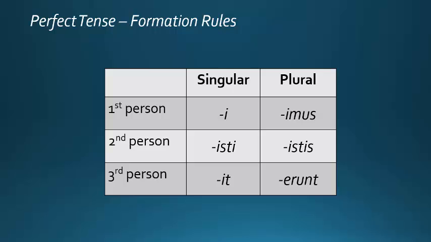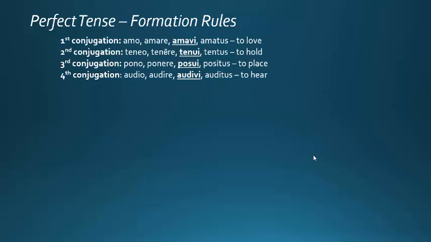Now, you'll notice some of these endings are similar to what you've seen before. Third person singular ends in a T. Third person plural ends in an NT. You have your -mus for the first plural, and you have your -tis for the second person plural. So you're going to notice a couple of similarities across the board. Let's look at the specifics.